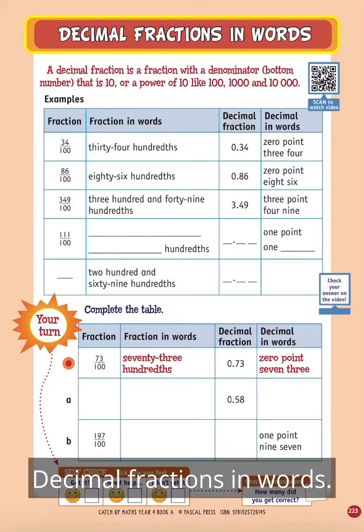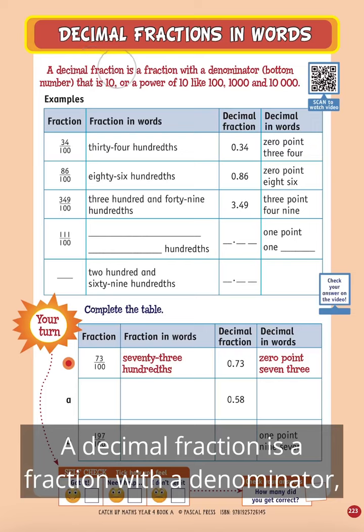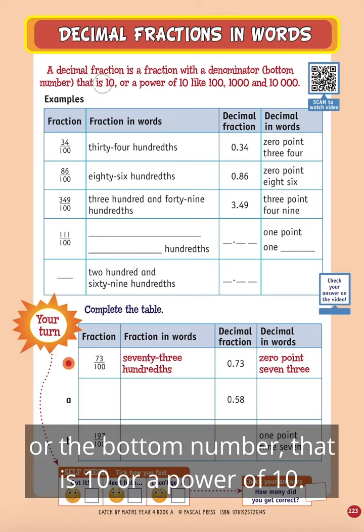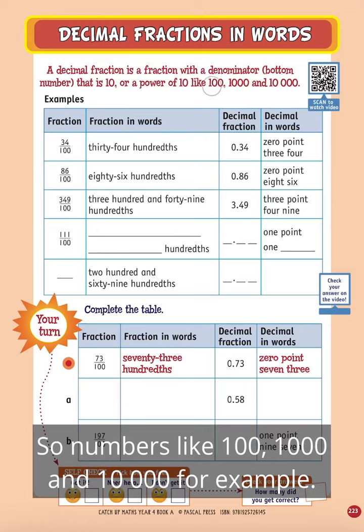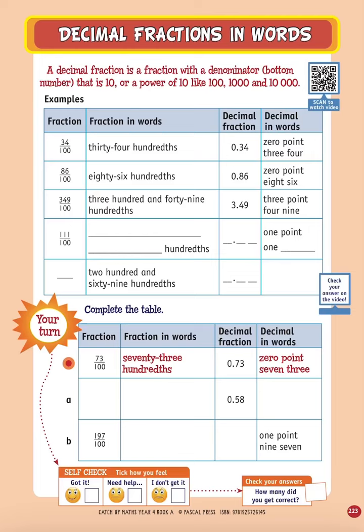Decimal fractions in words. A decimal fraction is a fraction with the denominator, or the bottom number, that is 10 or a power of 10. So numbers like 100, 1000 and 10,000, for example.